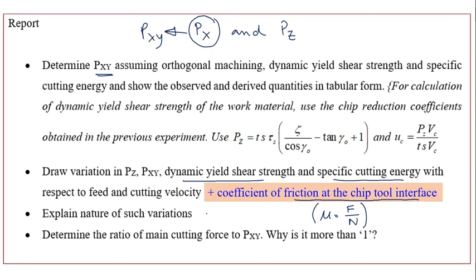They are to be graphically presented, and over and above each graph they are to be discussed and explained, why you are getting a particular kind of variation. Another thing you have to discuss is that the ratio of the main cutting force to Pxy, that is Pz by Pxy, you will find is always more than 1. Why is it more than 1? That also you have to explain. So this is the way the report has to be prepared and submitted.